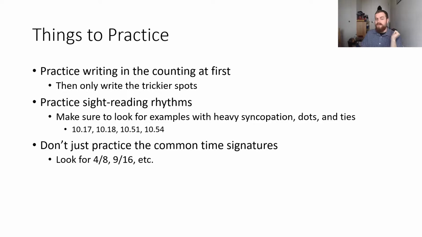So, as you get better at this, look through the chapter for examples with heavy syncopation, dots, ties. I've given you some examples here. So 10.17 and 10.18 are pretty good for simple time. 10.51 and 10.54 are pretty good examples for compound time. Again, I'll be assigning you some to send me in later, but in the meantime, you can go ahead and practice these, okay?